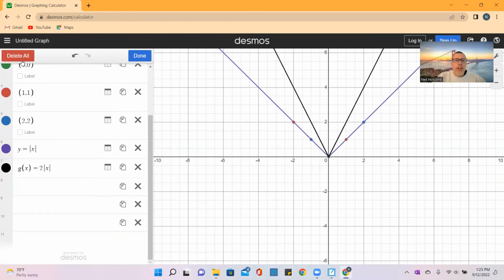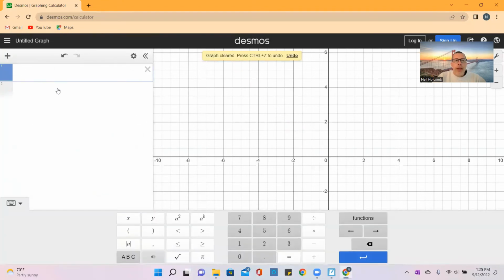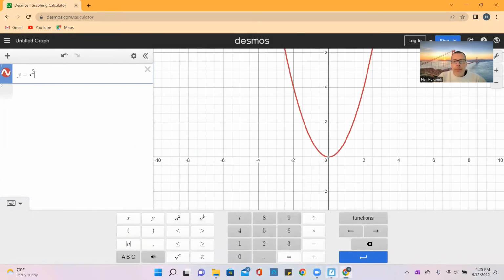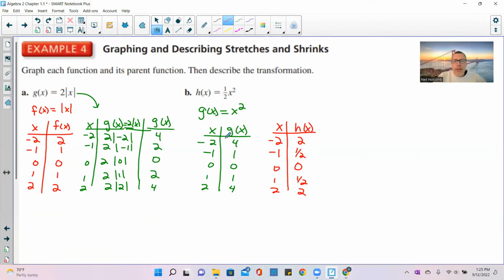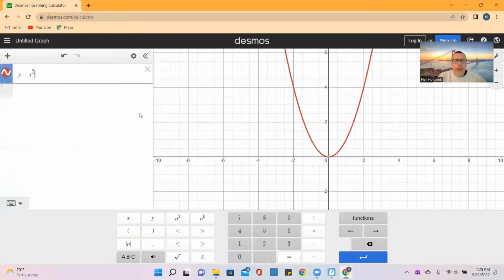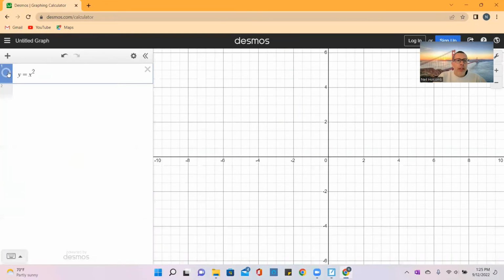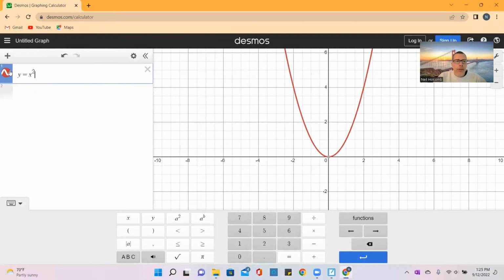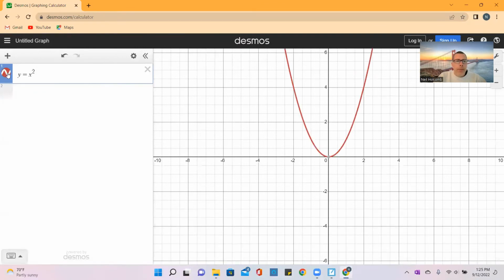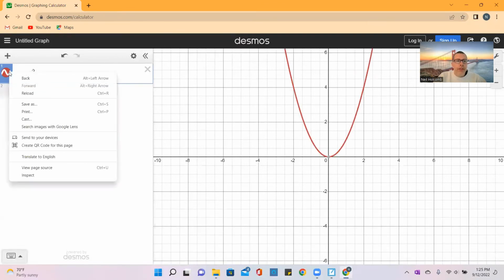let's clear this last function. And let's just put y equals x squared. Okay, so that is this one here. And let's change that to green now. So click on here. I think I can change colors. Thought I could. You can turn it on and off.